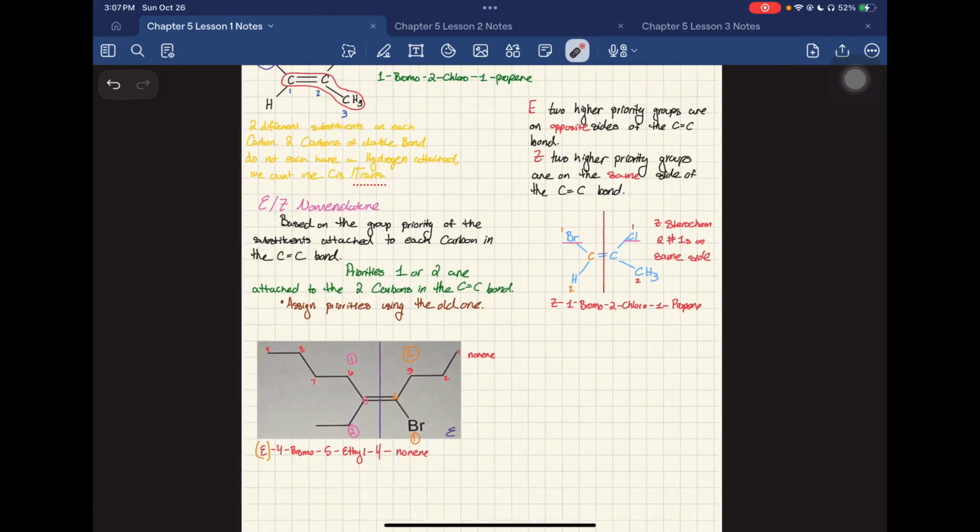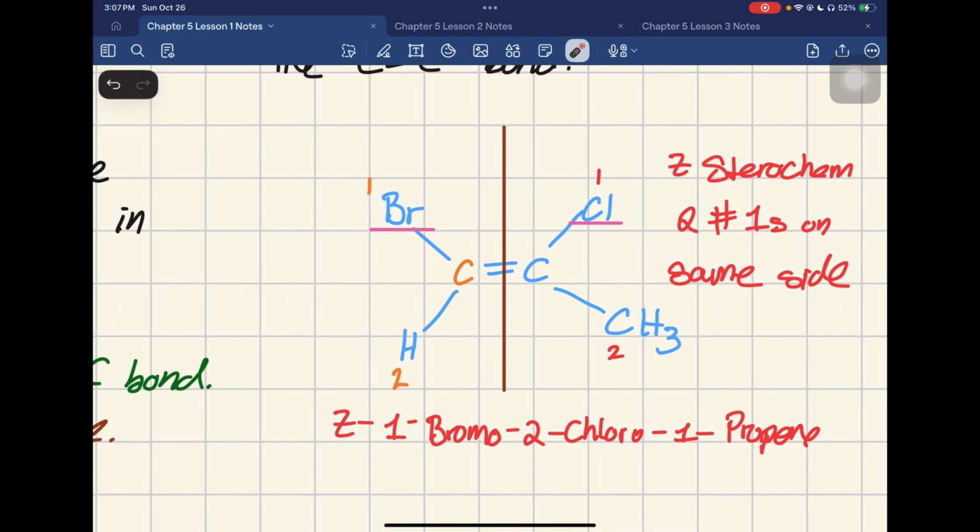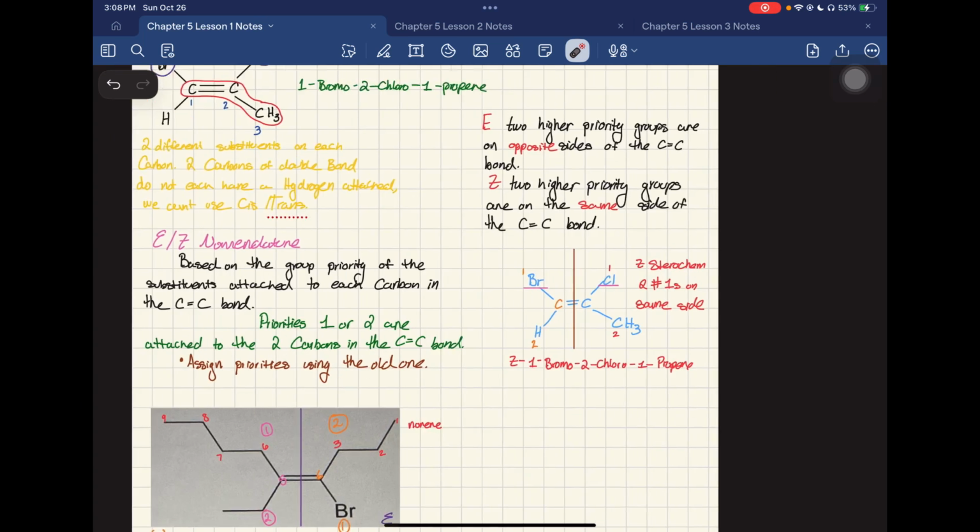Okay, so right here we can go over this briefly. This carbon right here, bromine has higher priority than hydrogen. So bromine is going to have the number 1, right? This one right here, chlorine has higher priority than CH3. So this one has the higher priorities, and that is above, right? They are on the same side, which gives it a stereochemistry of Z. The 2 number 1s are on the same side. It is a Z-1-bromo-2-chloro-1-propene.